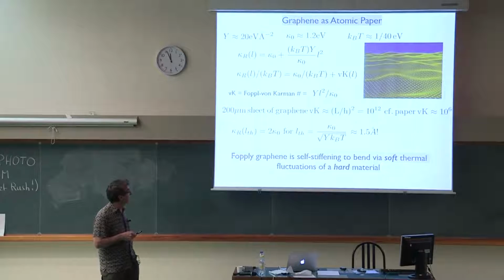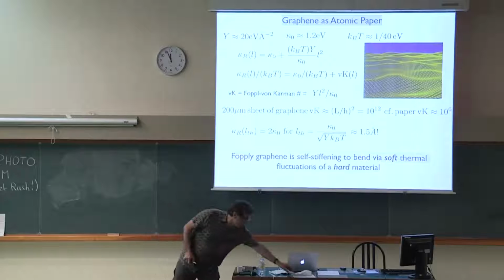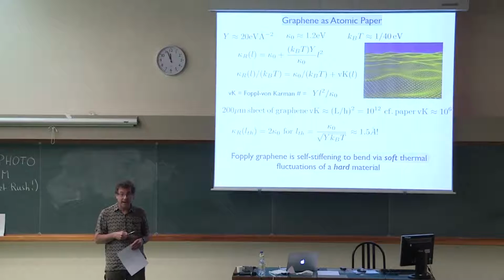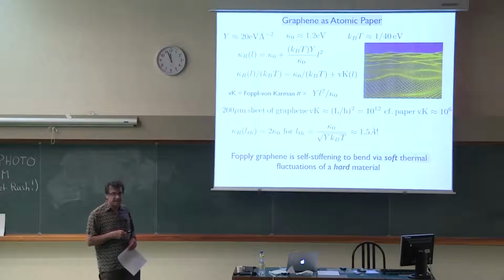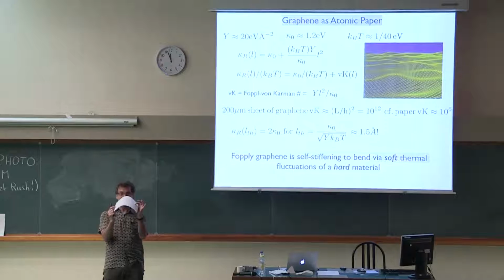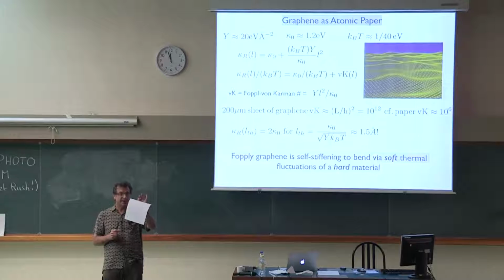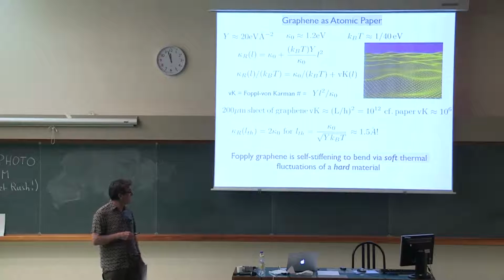And that can also be seen very geometrically. If you look at the ratio of the energy cost to elastically deform a piece of material of size L to bending it, that's given by the Föppl-von Kármán number, Y L squared over kappa zero. And that is just a purely geometrical object. It's given by the size of the system divided by its thickness squared. So graphene is the best you can do, the biggest Föppl-von Kármán number, atomically thin. For a 200 micron sheet of graphene that you can make, it's of order 10 to the 12. So it cannot elastically deform. It wants to bend and change its shape. If you compare that to paper, it's about a factor of 10 to the 6 different. So naively, they look very different.